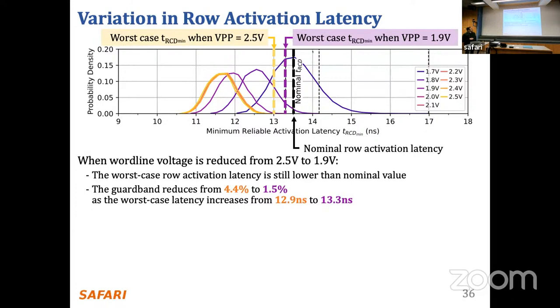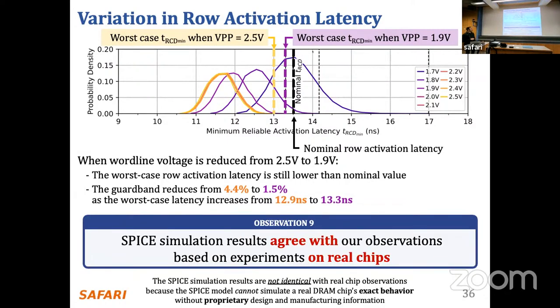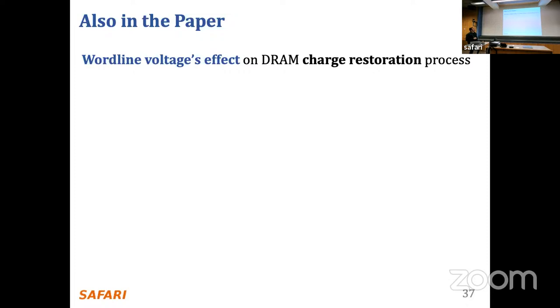So we observe that the guard band for row activation latency reduces from 4.4% to 1.5% for this analysis. And so the worst case latency increased from 12.9 to 13.3 nanoseconds. But again, it's under the nominal tRCD for this analysis. And we conclude that SPICE simulation results agree with our observations based on real chips.